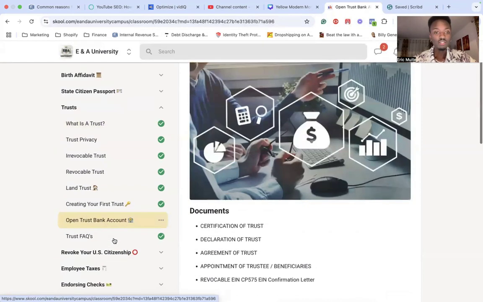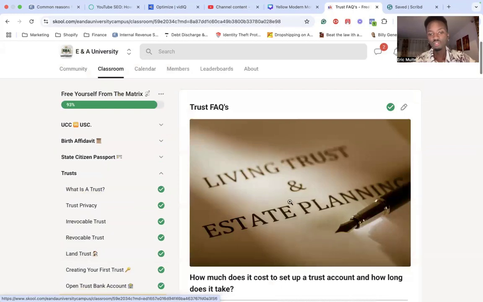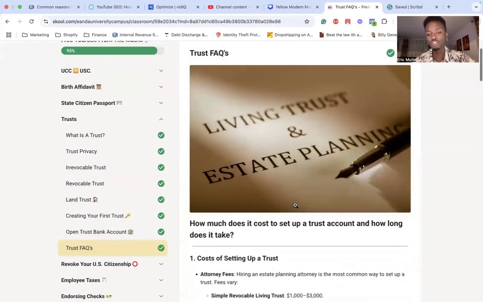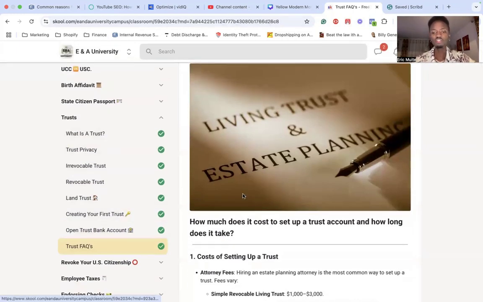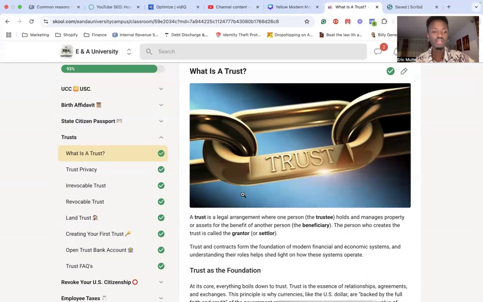And then we're gonna go right into opening up a trust bank account after creating it. And then we'll dive into a little bit of frequently asked questions. For the most part, that's just for you guys in the campus to really look through. I wouldn't really get too deep into that. I really want to just get the material right out to you so you guys can get a real strong understanding on how to create a trust.